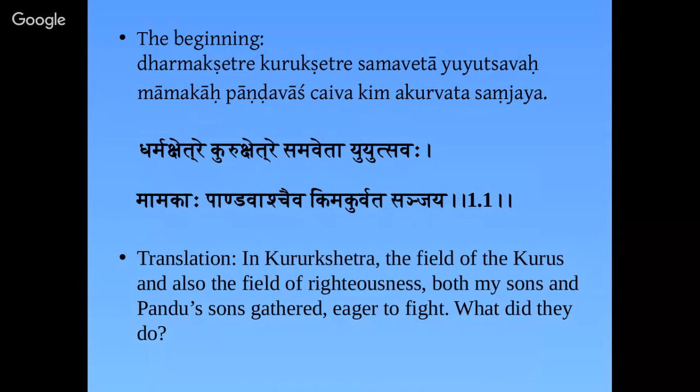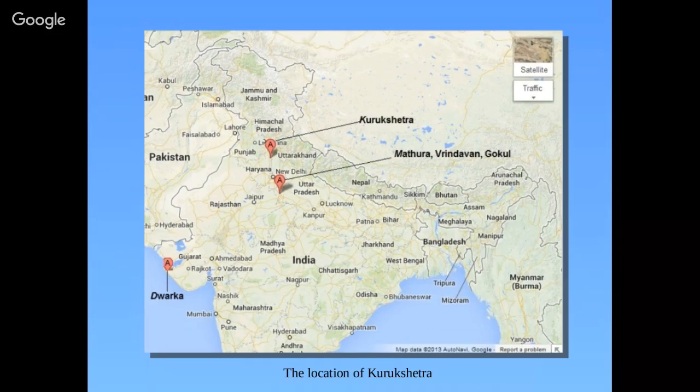Dharmakshetre, Kurukshetre, Samaveta Yutsava, Mamakah Pandavashaiva, Kim Akurvata Sanjaya. The translation is, in Kurukshetra, the field of the Kurus, and also the field of righteousness, both my sons and Pandu's sons gathered, eager to fight. What did they do? And we can see where the Kurukshetra is here on the slide.